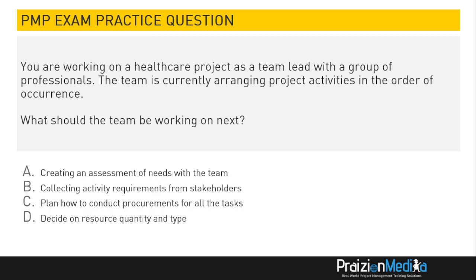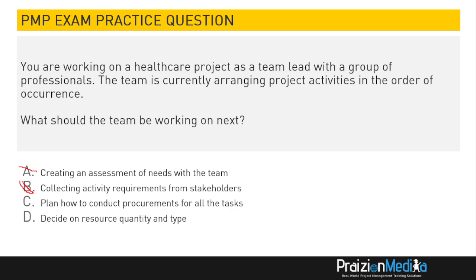So, if you're sequencing the activities, should you be creating an assessment of needs with the team? No, that's already been done. That's a needs assessment. B says collecting activity requirements from stakeholders. It's roundabout, but it still should have been done, right? Because now you're arranging activities in order of occurrence. Anything to do with requirements has been done, but there's no such thing as collecting activity requirements. But even if there was, it would have been done because collecting requirements have already been done.